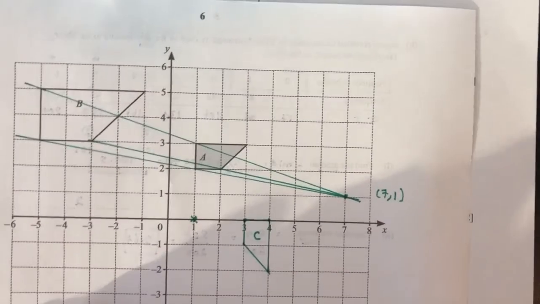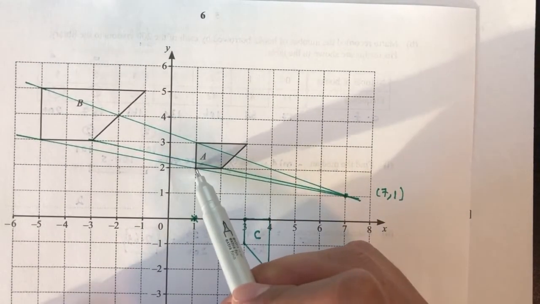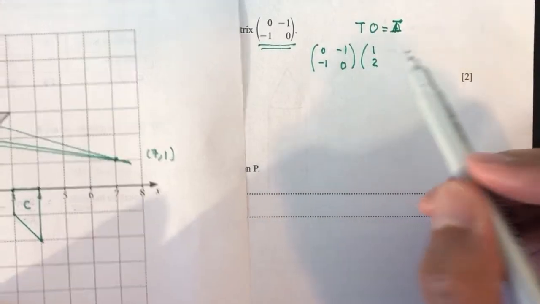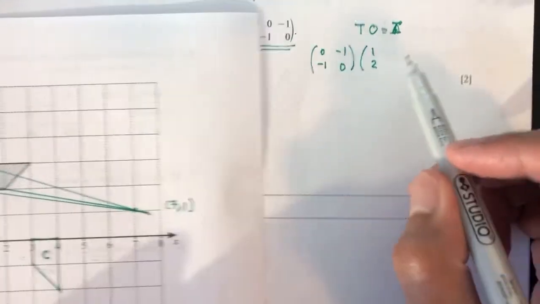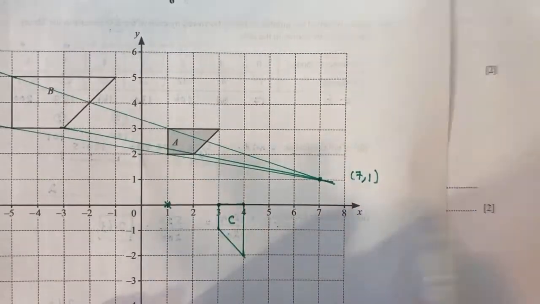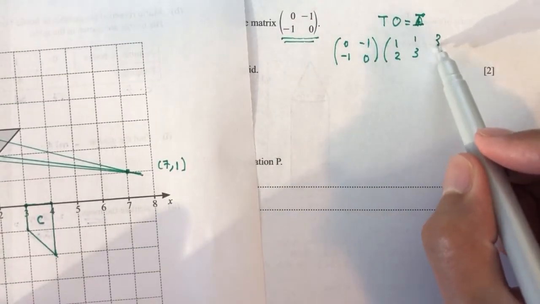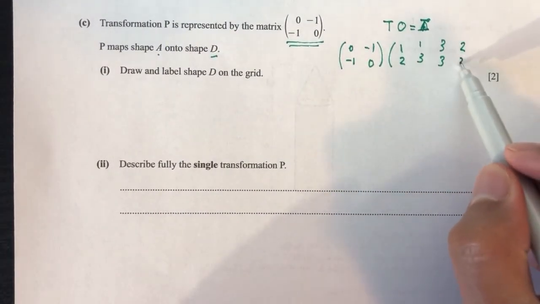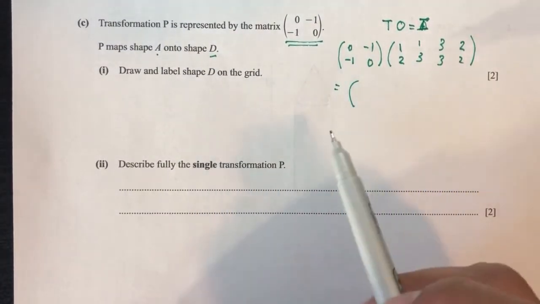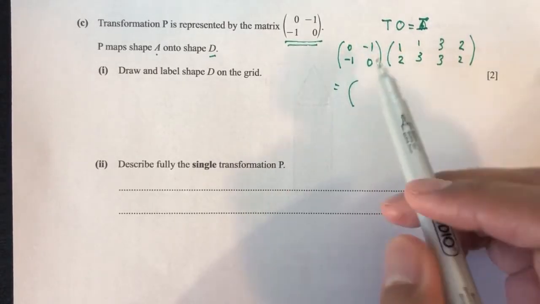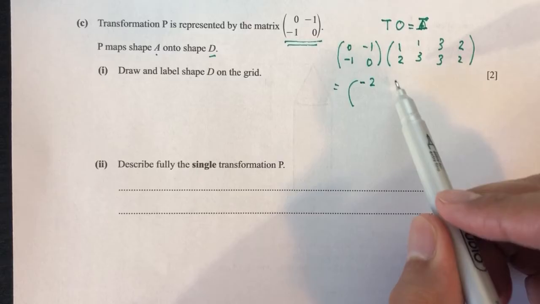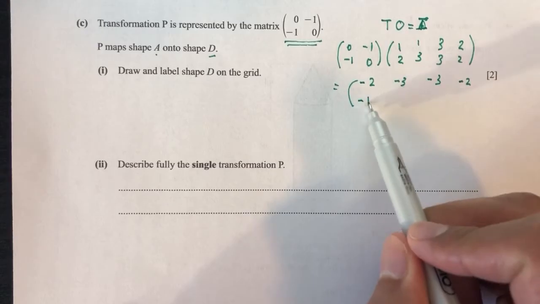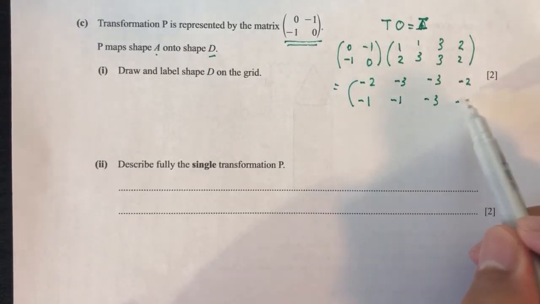Let's find out. So A has this point here. Let's start here, I guess. Yep, here, which is 1, 2. The first point is 1, 2. Second point is 1, 3. Third point is 3, 3. And fourth point is 2, 2. So that's all 4 points of A. If you multiply them, what do you have? You will have 0, -2, 0, -3, 0, -3, and -2. This one will be minus 1, minus 1, minus 3, and minus 2.